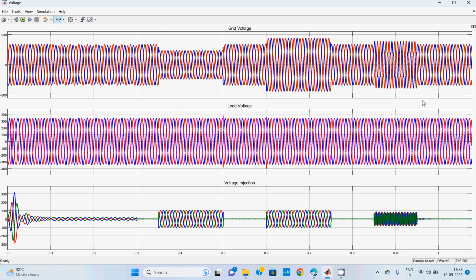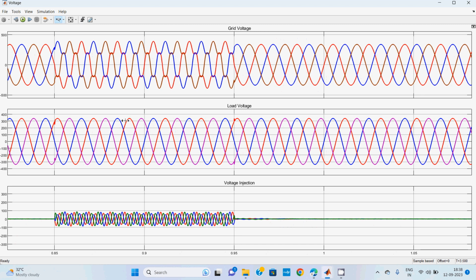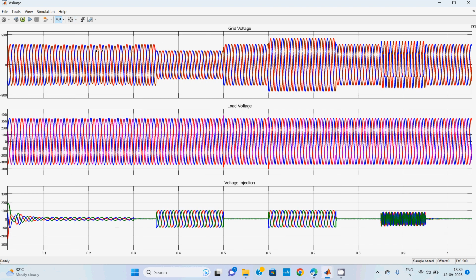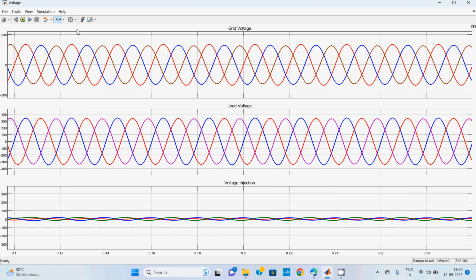When we zoom in, you can easily understand. This is the harmonic in the time part. The overall running time period is 3.5 seconds. This is voltage imbalance. Each phase of the voltage has a different magnitude, right? That is the voltage imbalance.